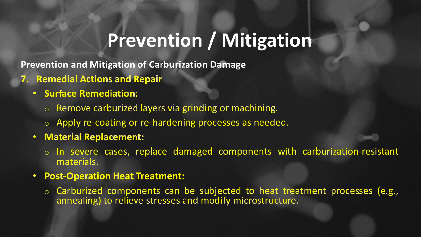Number 7 of prevention and mitigation of carburization damage is remedial actions and repair. Includes, the first is surface remediation. Remove carbonized layers via grinding or machining. Apply recoating or rehardening processes as needed.